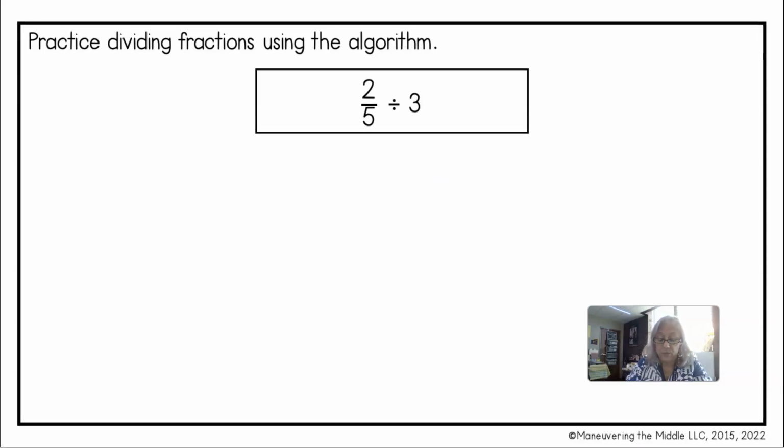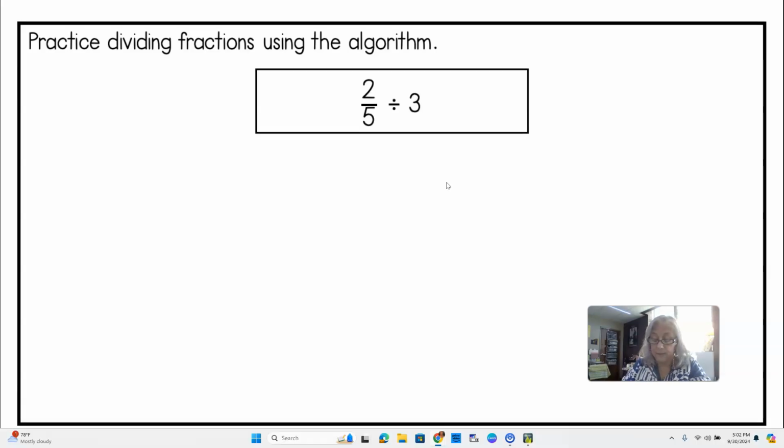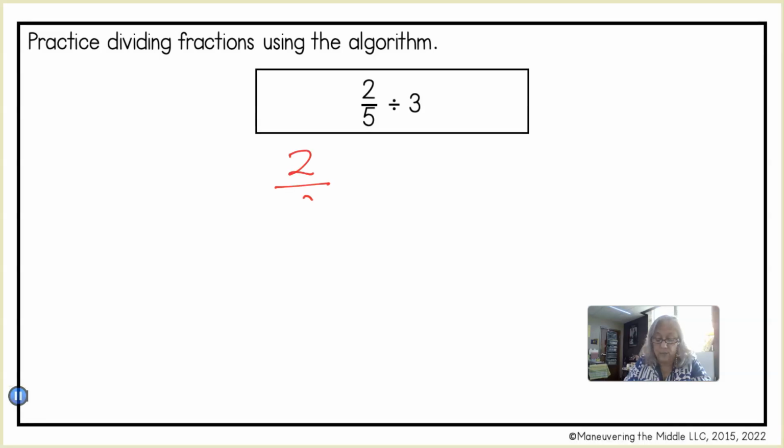Our next one is 2/5 divided by 3. So do we need to do anything separate or different to our first number? No, we don't. That stays at 2/5. We change our division to a multiplication. And our second number is 3. Well, that's 3 over 1. And what is the reciprocal of 3? It is 1/3.